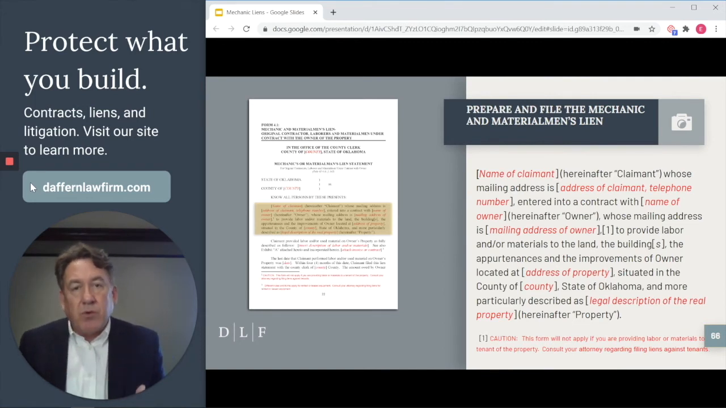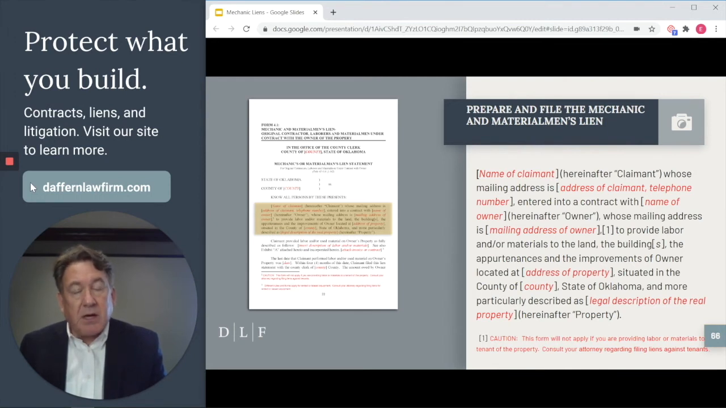But the general rule is that if you do work for a tenant and not the landlord, then you can only put a lien on the estate owned or held by the tenant. And the estate held by the tenant would typically be the lease. Now, the statute says that you can put it on the improvements and the leasehold, but you cannot put a lien on the dirt or the real property itself.